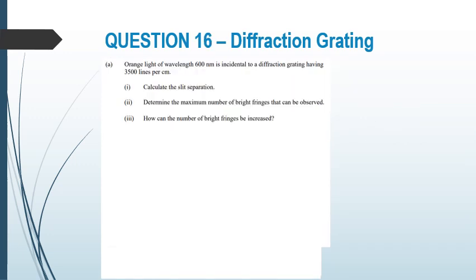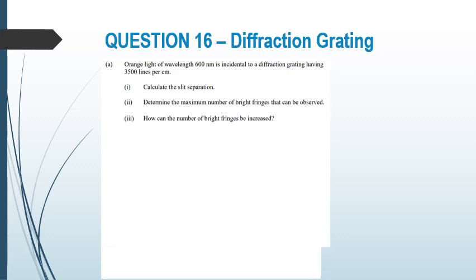Last question. So question 16 is also a question on diffraction grating. Orange light of wavelength 600 nanometers is incident on a diffraction grating having 3500 lines per cm. Question 1: calculate the slit separation. Question 2: determine the maximum number of bright fringes that can be observed. Question 3: how can the number of bright fringes be increased?